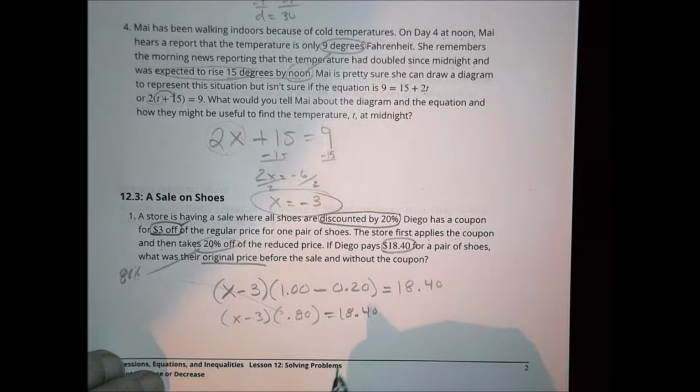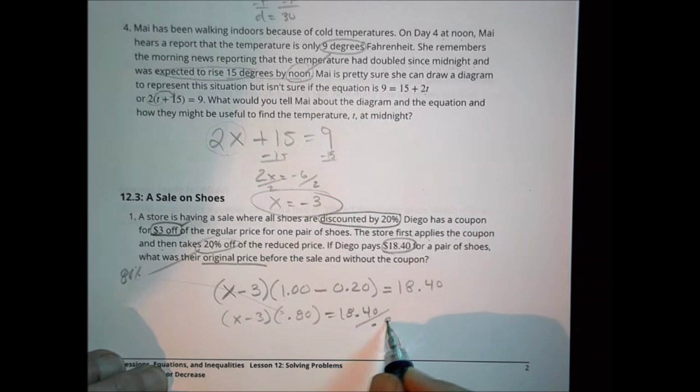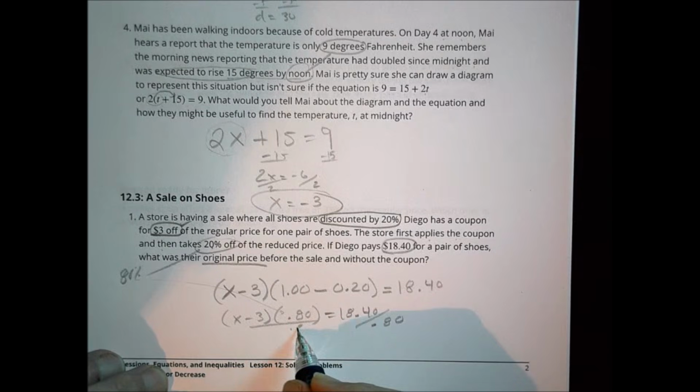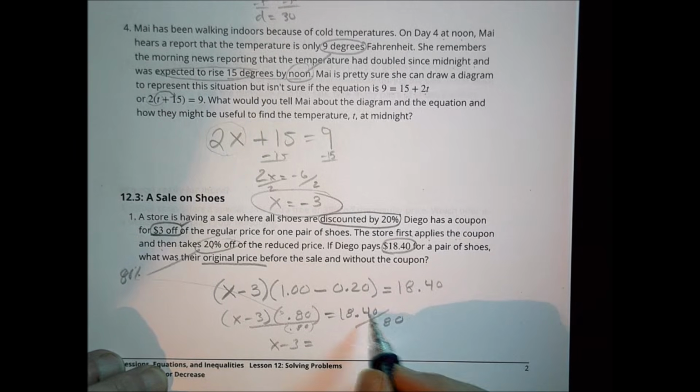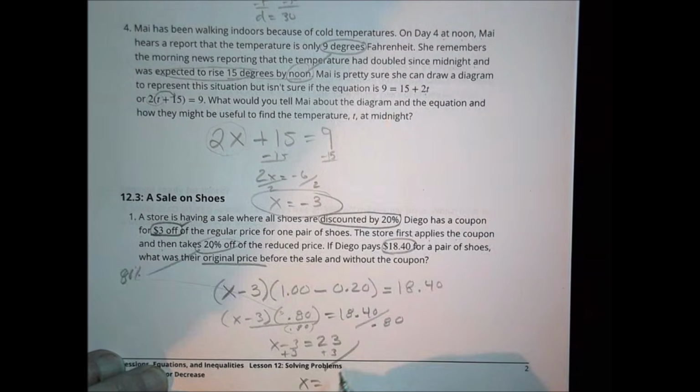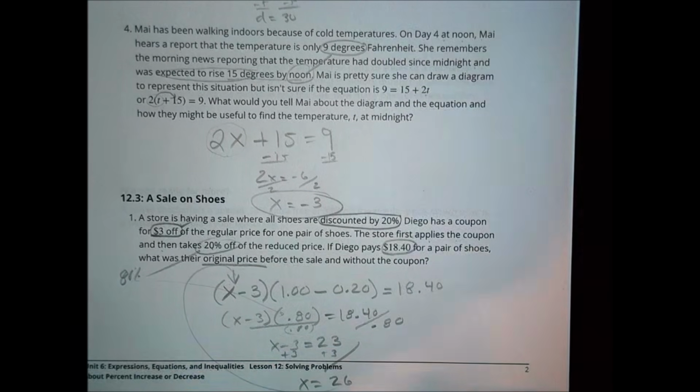And again, that still equals $18.40. So now, to solve this, I'm going to divide both sides by 0.80. That leaves me x minus 3 equals 18.4 divided by 0.8, which is 23. I'll add 3 to both sides so that x equals 26. So the original price was $26. Diego had shoes that were $26. They took $3 off to make it $23, and then he paid 80% of that price, for a total of $18.40.